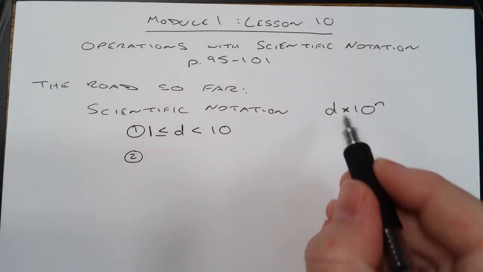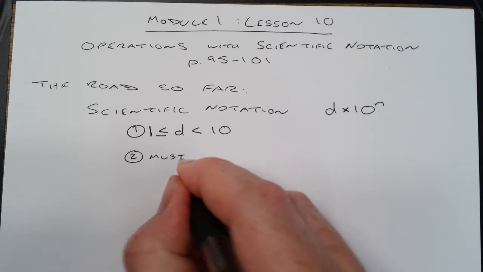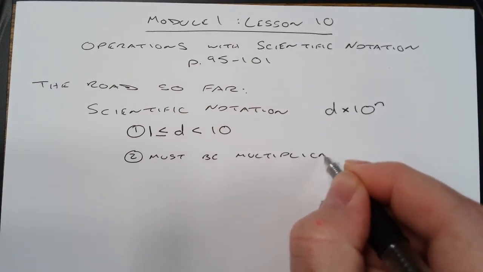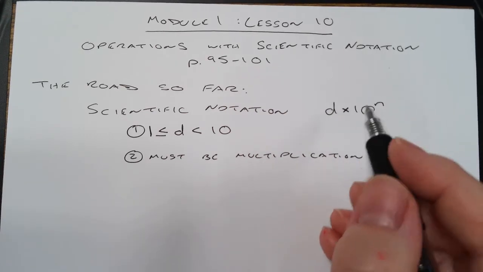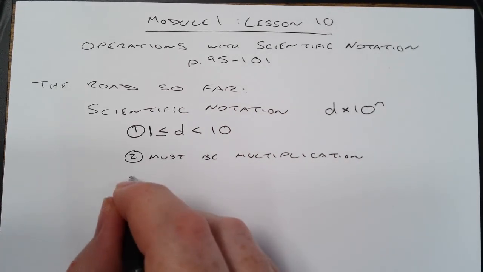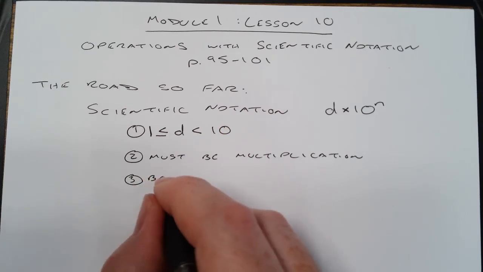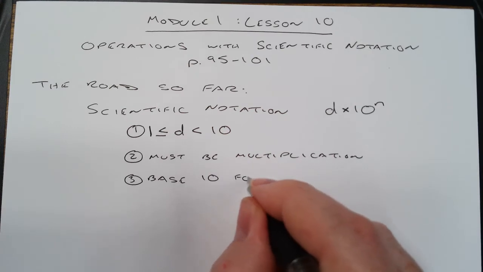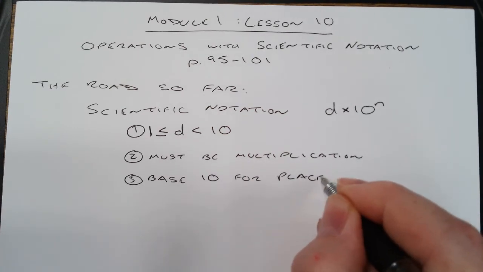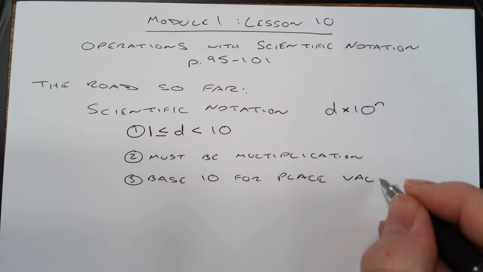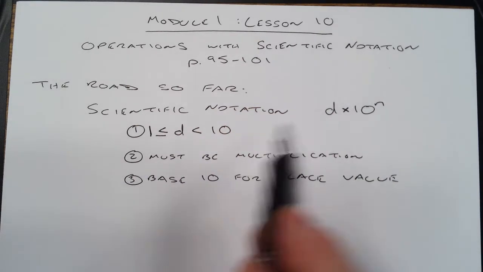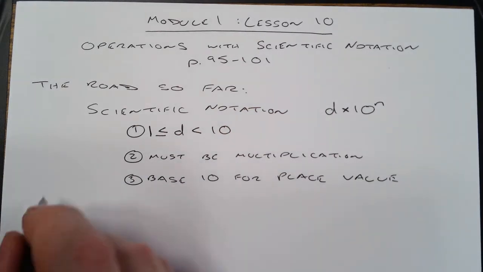Rule 2, this must be multiplication to be scientific notation, because it is a place value thing. And this also has to be a 10. Rule 3, base 10, because that is our place value. Remember, base 10, a 10 with an exponent, is a place value. We talked about that a few lessons ago. So this is scientific notation form. These are our 3 rules.